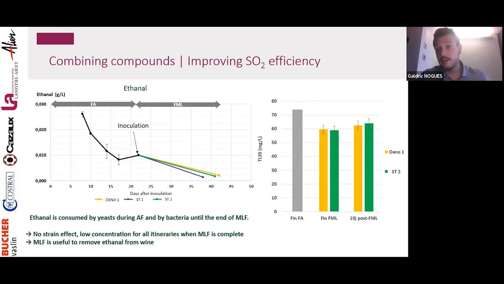You can see it on the graph on the right. After alcoholic fermentation, you have the TL35, which is the amount of SO2 you need to add to the wine to reach 35 mg/L of free SO2. So if you take an example of the end of alcoholic fermentation, you are at around 675. But if you wait until after malolactic fermentation, you go down to 60 milligrams per liter. That means the difference is due to less combination of the SO2. So you improve the SO2 efficiency, you will put less, and you have the same level of protection.